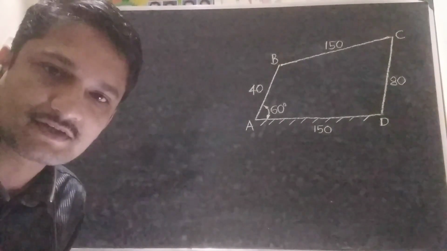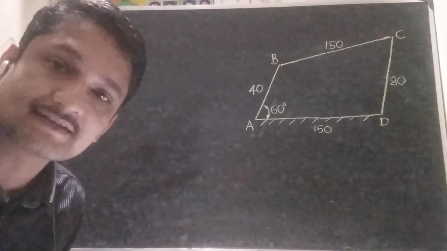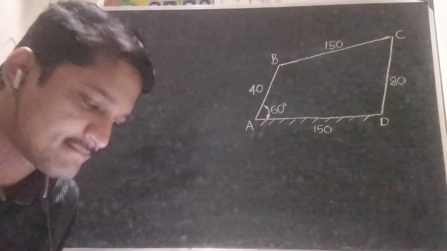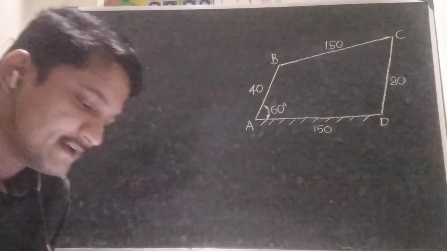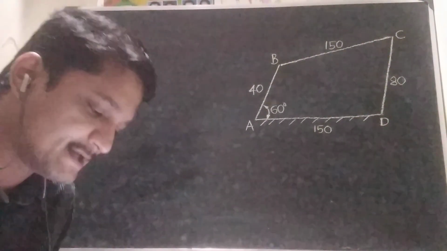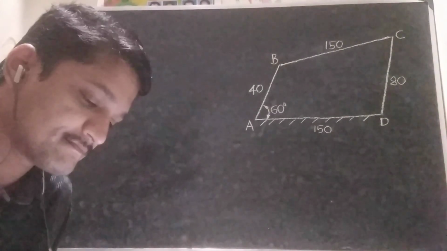Good morning. Today's question is about the velocity analysis in 4-bar chain. Question number 1. In a 4-bar chain ABCD, AD is fixed and is 150 mm long.